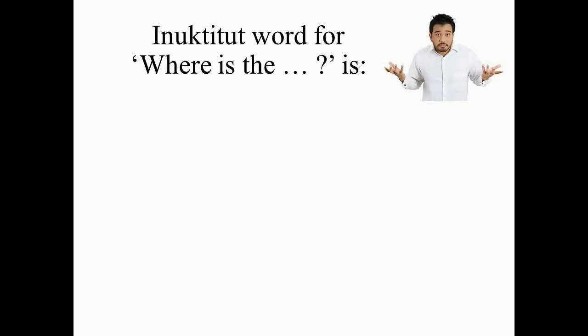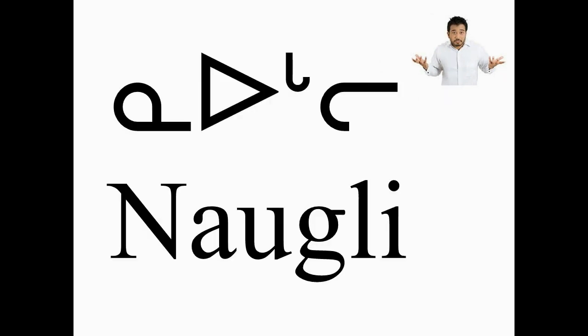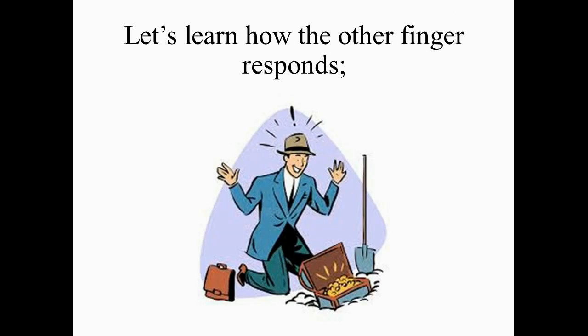The Inuktitut word for where is the is naugli. Naugli. Nau. Li. Naugli. Awesome. Now let's learn how the other finger responds.